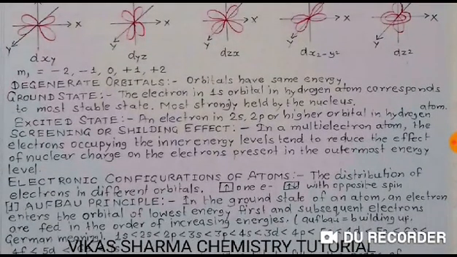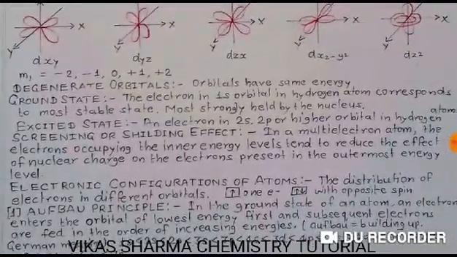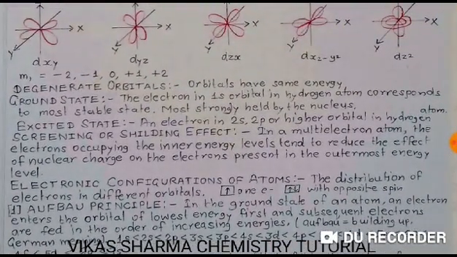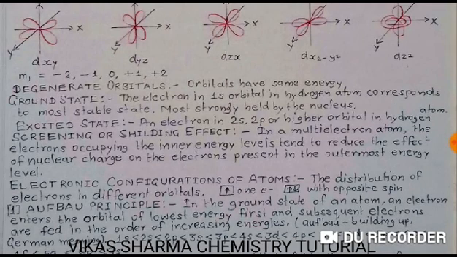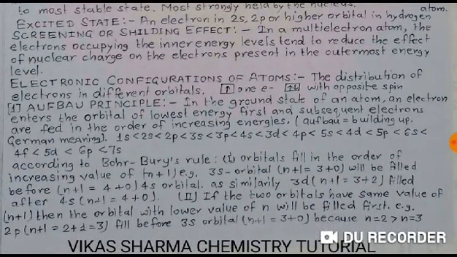Ground state: the electron in 1s orbital in hydrogen atom corresponds to the most stable state, most strongly held by the nucleus, so it is known as ground state. Excited state: an electron in 2s, 2p or higher orbital in hydrogen atom is considered as an excited state. Students, the term is screening or shielding effect. In a multi-electron atom, the electrons occupying the inner energy levels tend to reduce the effect of nuclear charge on the electrons present in the outermost energy level, known as shielding effect.